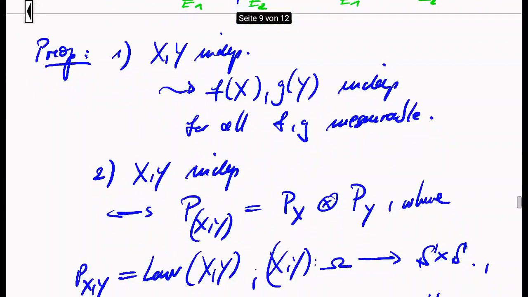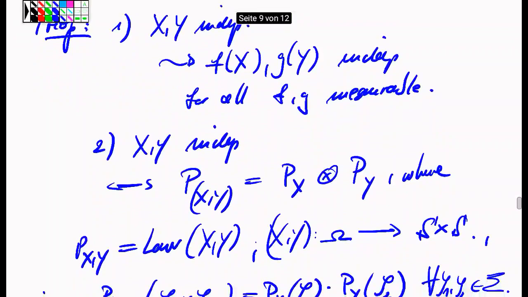The following proposition yields reformulations of independence, which are straightforward abstractions of the just given definition of independence.